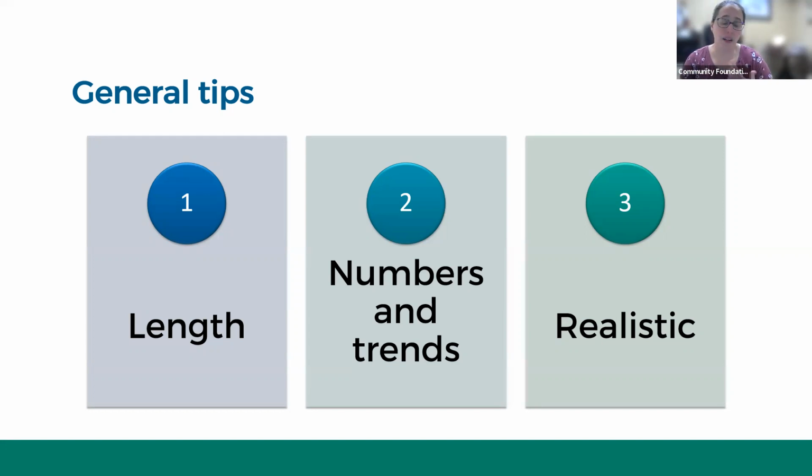And last but not least, be realistic. We know that no one on this call or no one who's going to submit an application is going to save the world with a $25,000 grant from the Community Foundation. We know that we're all working together to try and make Frederick the best place possible. So just be realistic in terms of the scope of the services you are going to provide, and the ways in which your organization can engage in those services and measure those services, and the impact that those services are going to have.